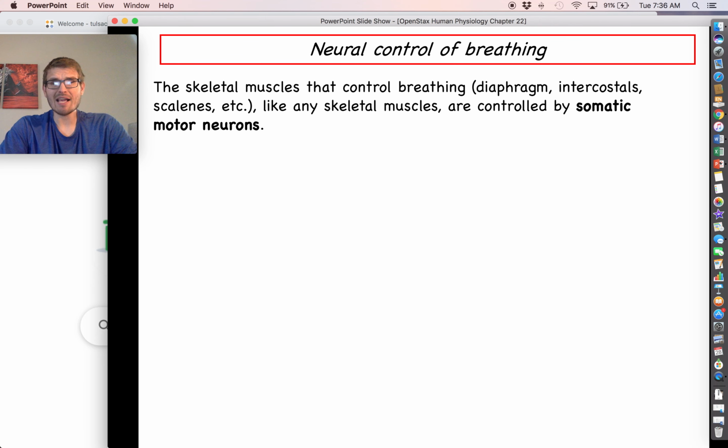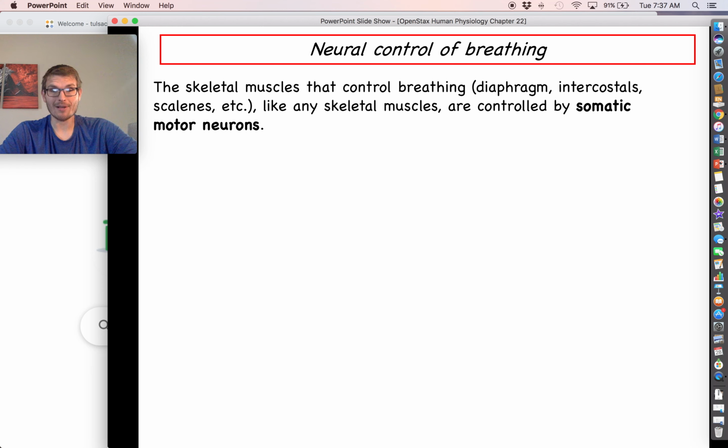Okay, so speaking of neural control of breathing, we've already talked about how all of those thoracic muscles, including the diaphragm and the intercostals, are going to contract and relax in order to regulate and change the volume of the thoracic cavity in order for us to change the volume of the lungs, change the pressure, and to get air coming in and out.